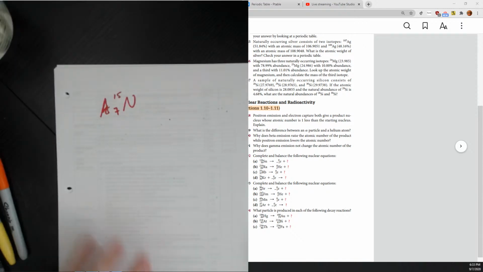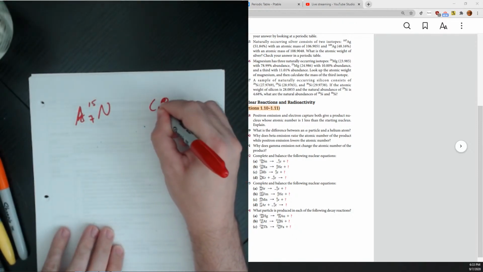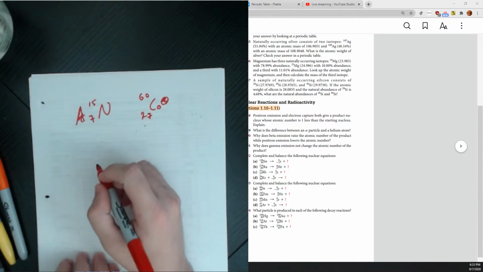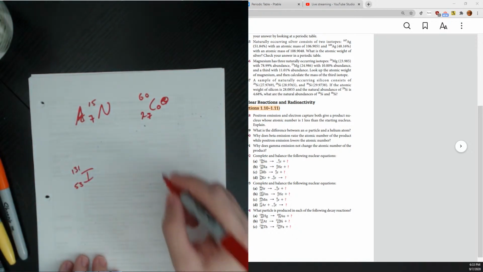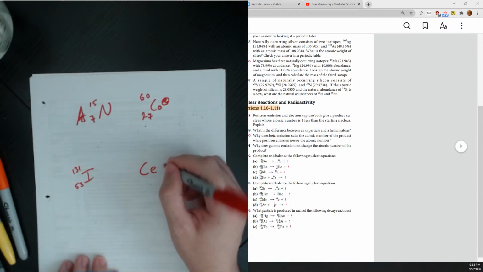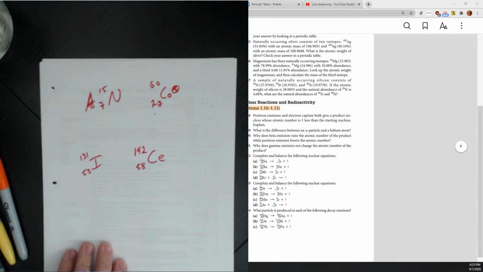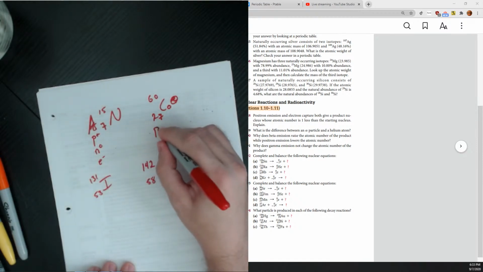Okay. After nitrogen, we have cobalt. Lowercase o. 27, 60. Then we have iodine 131 and cerium 58, 142. Okay. So we need number of protons, number of neutrons, and the number of electrons for each of these guys.